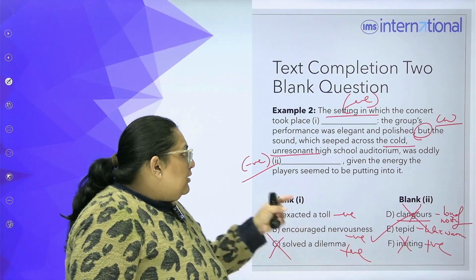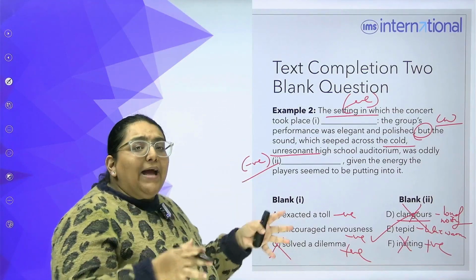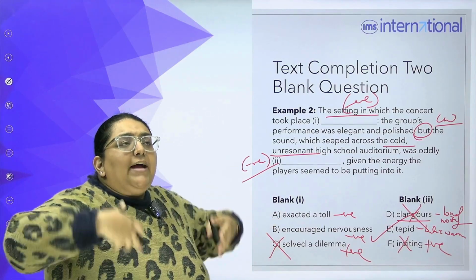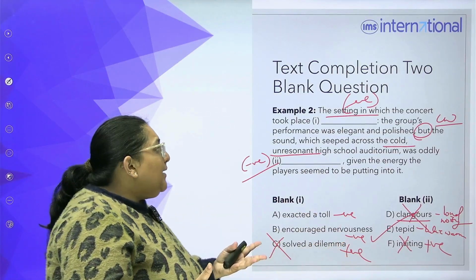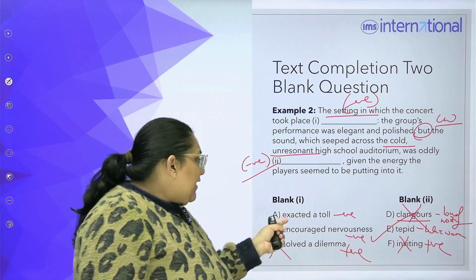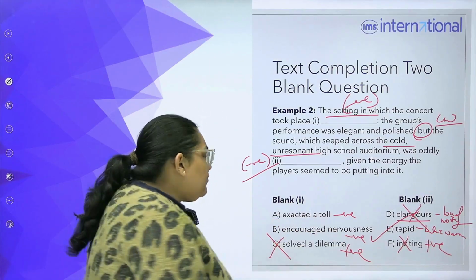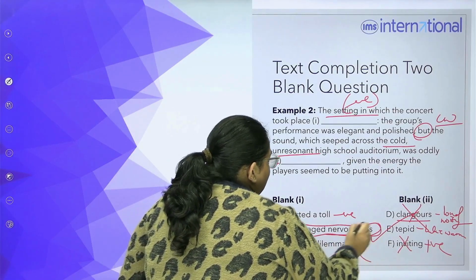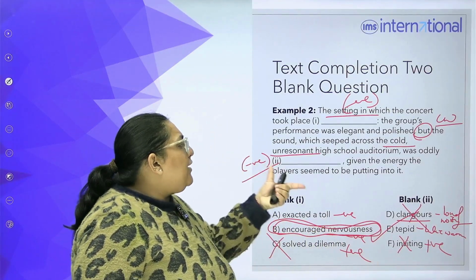Exacted a toll, yes, it took a toll on the group because despite them putting so much energy, they were not able to give an enthusiastic or a lively performance, or they were not able to really change the atmosphere. So exacted a toll would work. Encourage nervousness, I don't think so we are talking about any scenario that is encouraging nervousness here. The band or the group was not nervous.